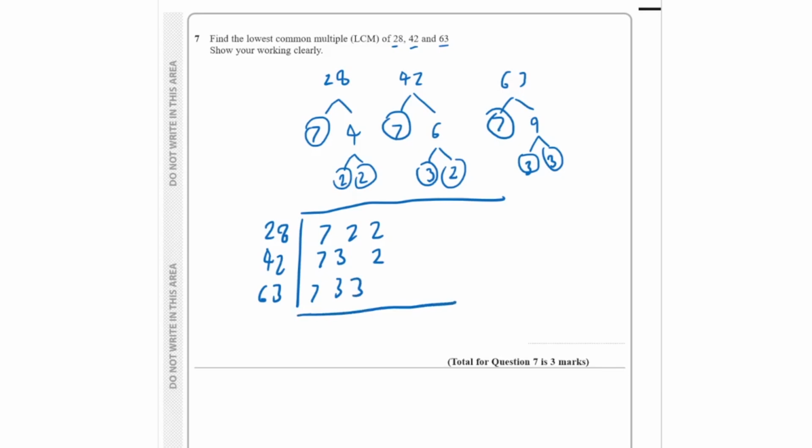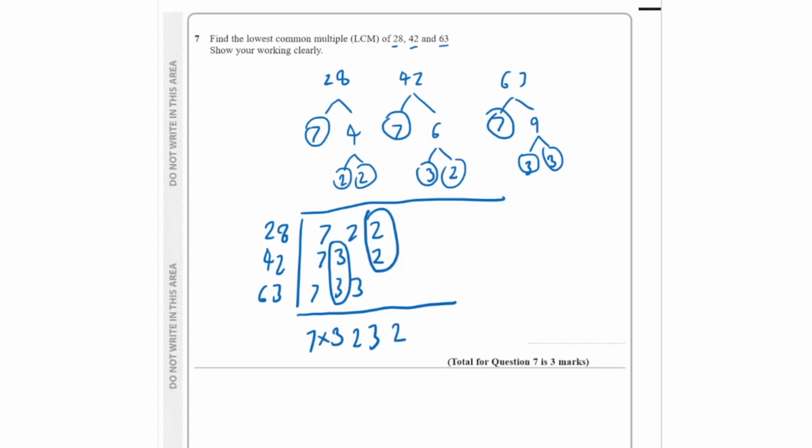Now, when combining this, we notice how there are 7s repeated across the board, but when we're finding the lowest common multiple, we simply take it once. So instead of writing 7 3 times, we write 7 once. Here we can see that 3 is repeated 2 times. We can write that once. Here, we simply have 2 and 3. And since 2 is here, we simply write it once.